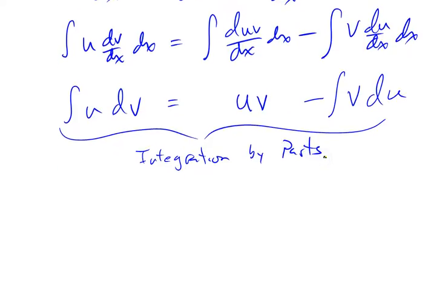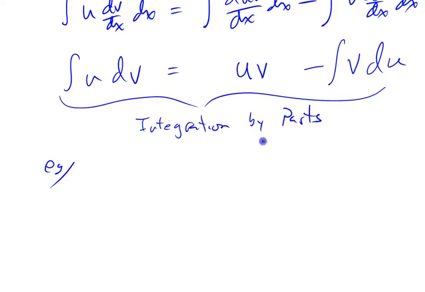Let me show you an example. Essentially, you've got an integral of something times the derivative of something else. And we end up with another integral, but hopefully this integral will be easier to do than the one that we started with. So here's my first example. How about something like the integral of x times sine x dx?